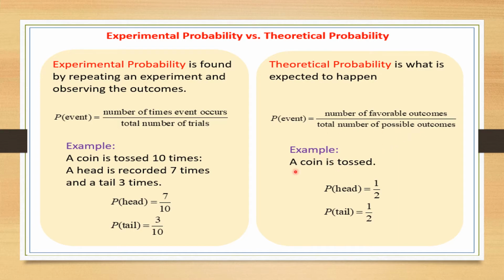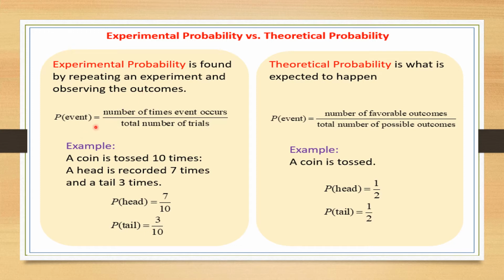Now let us take an example of theoretical probability: when a coin is tossed, the probability of getting a head is half and the probability of getting a tail is also half, that is 1 by 2. Now what is experimental probability? This probability is found by repeating an experiment and observing the outcomes. We repeat our desired experiment the number of times we require, and then observe its outcome.